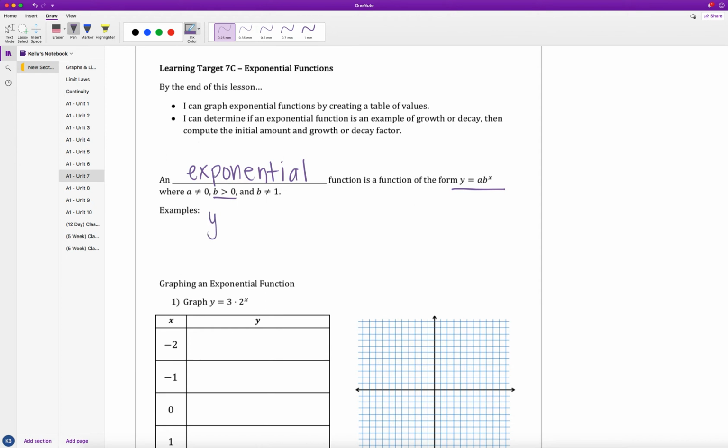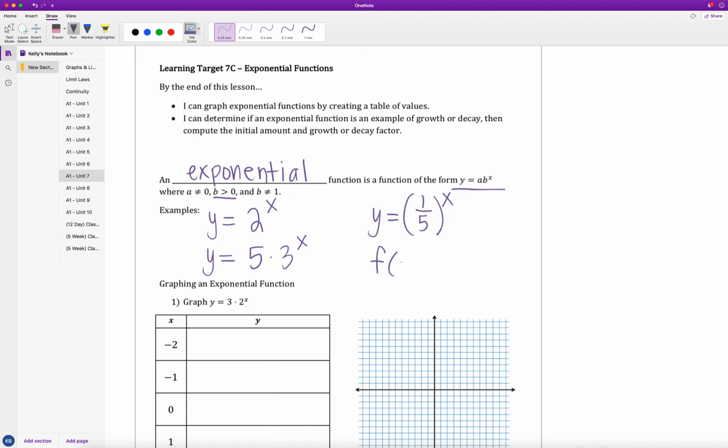Let's look at a couple examples. One example could be y equals 2 to the x. This is an example of an exponential function where our a value is 1 and our base is 2. Another example could be y equals 5 times 3 to the x, where the 5 is our a value, so it's our coefficient, and our 3 is our base. Now it doesn't just have to be integers, we could also have y equals 1/5 all to the x. So in this example, our a value again is 1, and our b value is 1/5. So as long as our base is a positive number that is not equal to 1, it will work.